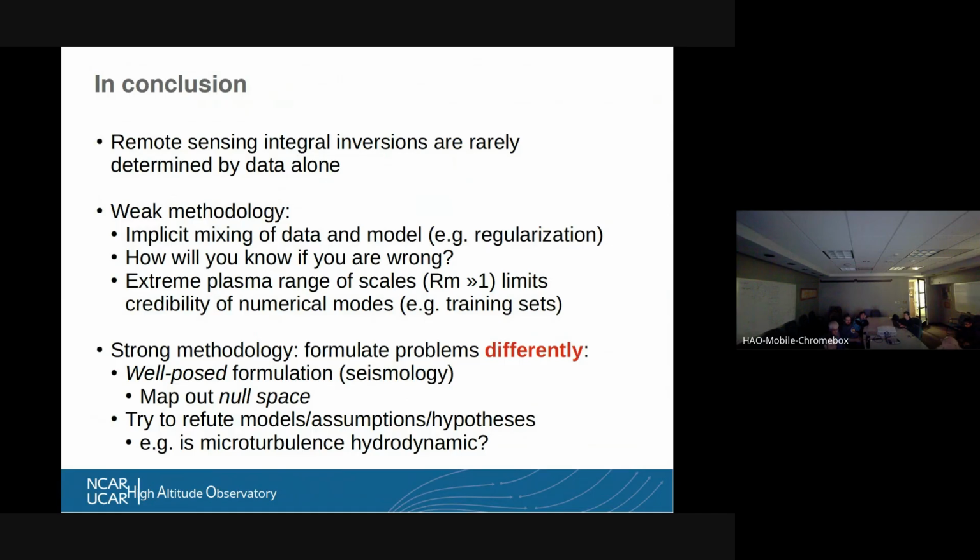What is a weak methodology? Well, if you mix data with a model and then you come up with something. The easiest way for me to say that is, let's build a sequence of photospheric models, and let's compute line strengths, and let's find the abundances.